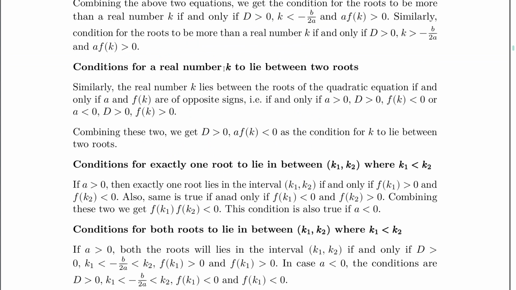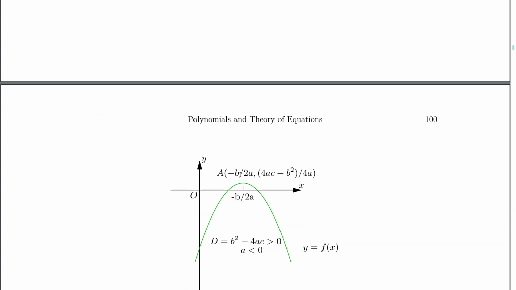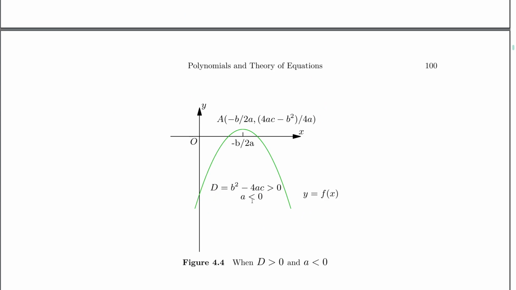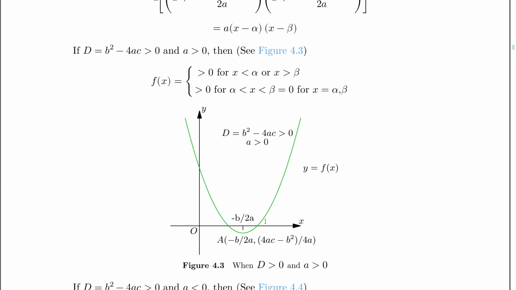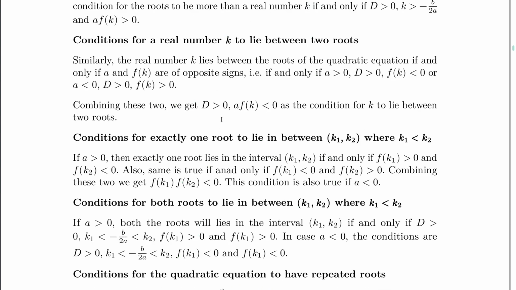Similarly, the condition for k to lie between two roots. So if a is greater than 0, discriminant is greater than 0, f(k) is less than 0, that is one condition. k will lie between two roots. If a is less than 0, discriminant is greater than 0, then f(k) should be greater than 0. This you can figure out from this plot. In this case, a is less than 0, b square minus 4ac greater than 0. So between these two roots, the f(k) is greater than 0. Here, f(k) is less than 0. So from the graph, we figure this out.